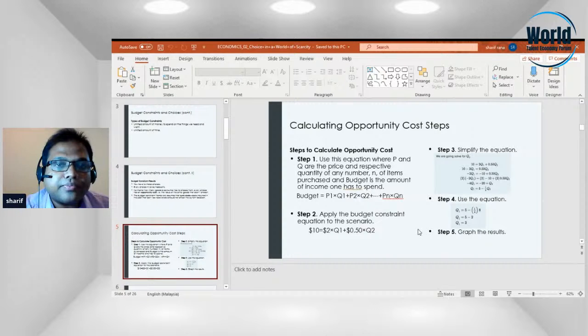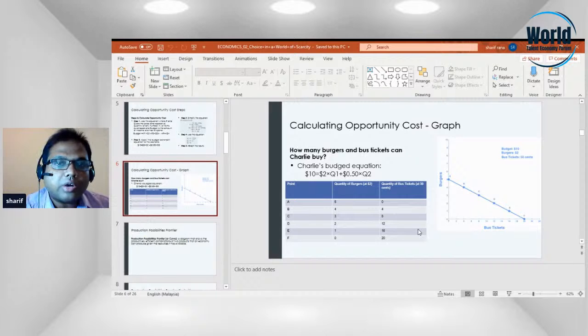Steps to calculating opportunity cost. Step 1: use this equation, where P and Q are the price and respective quantity of any item purchased, and budget is the amount of income one has to spend. So budget equals P1 multiplied by Q1 plus P2 multiplied by Q2 and so on. Step 2: apply the budget constraint equation to the scenario: $10 equals $2 multiplied by Q1 plus $0.5 multiplied by Q2.